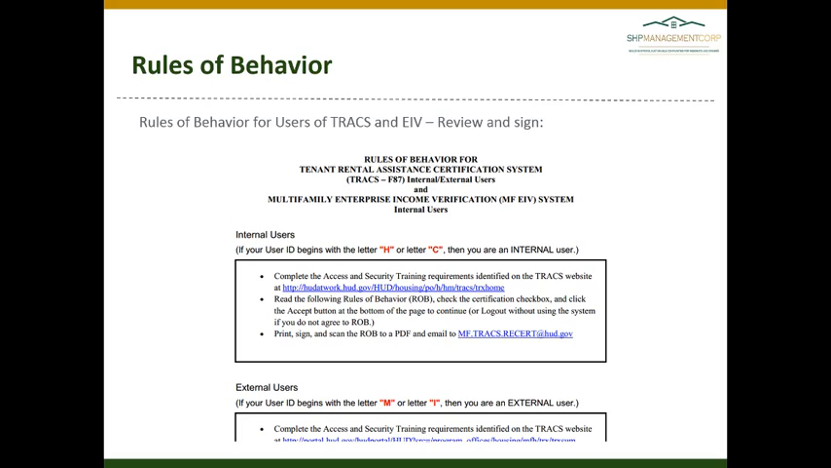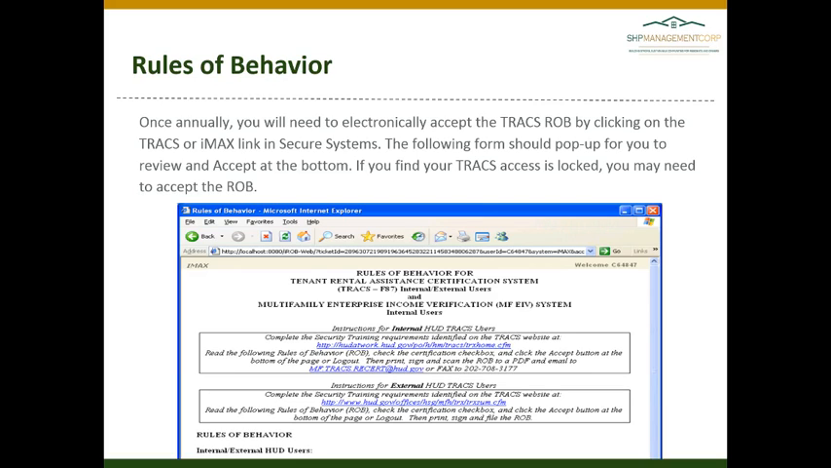The rules of behavior: the paper version must be printed and signed. The original should be retained in your EIV binder, and a copy should be scanned and uploaded to the EIV Employee Smartsheet. Also, annually, TRACS is going to trigger you to electronically accept the rules of behavior. We cannot change the timing on this. It generally has to do with when you first registered and obtained access to TRACS.